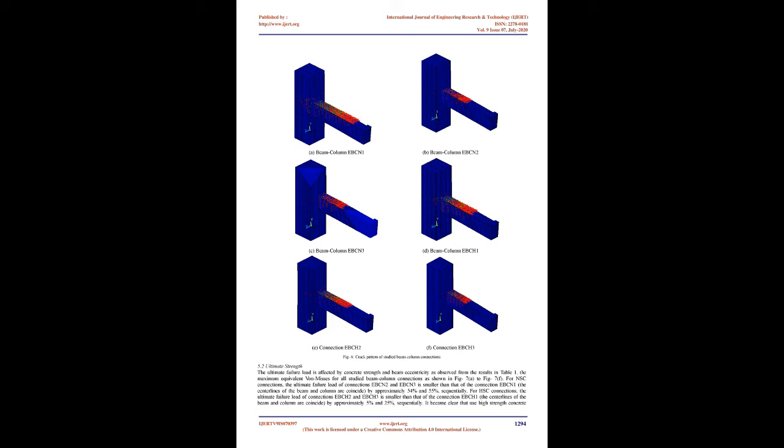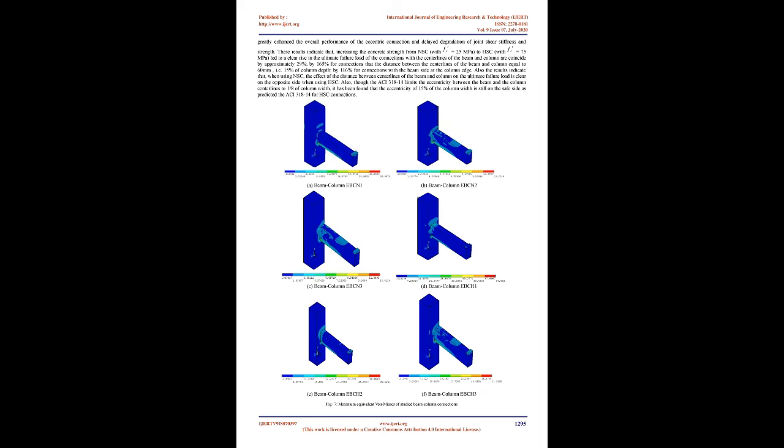For connections EBCN2, with eccentricity equal to 60 mm between the center lines of the beam and column, i.e. 15% of column depth, and EBCN3, with the beam side at the column edge, the initial crack was observed at a load value of approximately 55% and 53%, respectively. Most cracks appeared for connections EBCN2 and EBCN3 first at the column face and did not extend to the column edge. The crack pattern of all studied HSC exterior beam column connections was analogous to that of NSC connections.